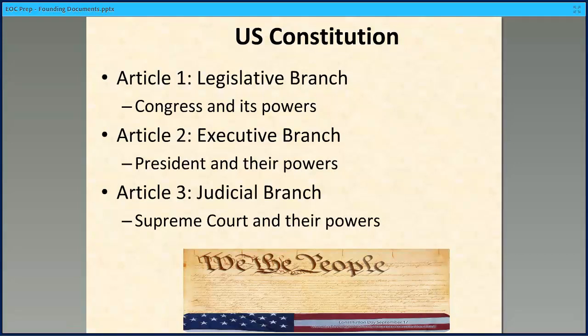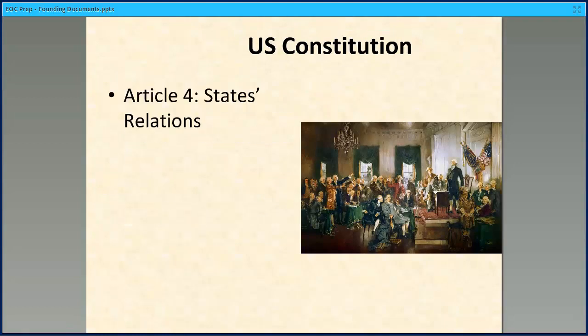These are the main 3 articles that you're going to need to know a little bit more about, but it is worth covering the others, so we're going to go ahead and do that as well. With Article 4, this one was basically helping to spell out relationships between the various states. Essentially saying things like if a citizen from Virginia went to visit Massachusetts, they would still have the same rights and privileges of citizenship.